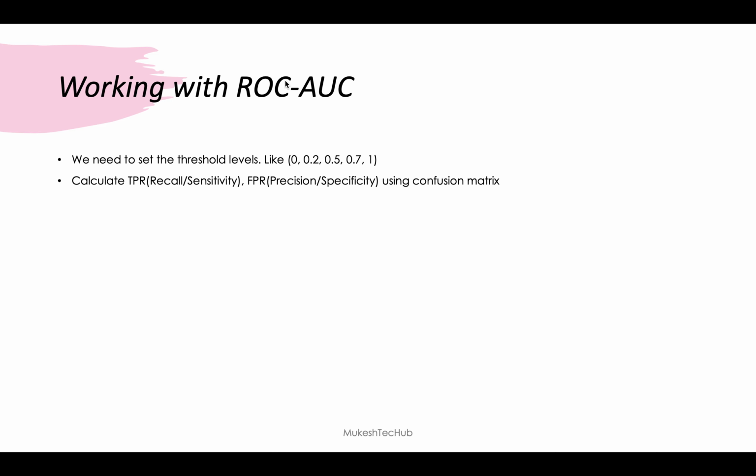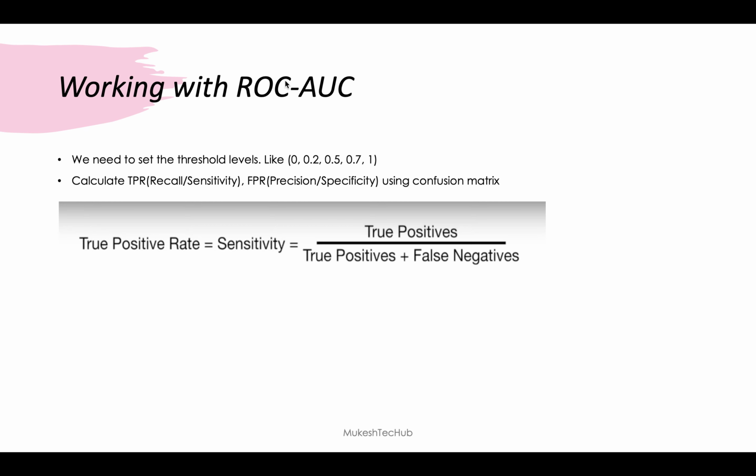After that, it calculates the true positive rate, which we call sensitivity or recall, and the FPR, using the confusion matrix. If you look at the formula, the true positive rate or sensitivity is true positive divided by true positive plus false negative. Guys, what does that mean here? False negative, because the true positives are the same, but here it's false negative. False negatives are type 2 errors.